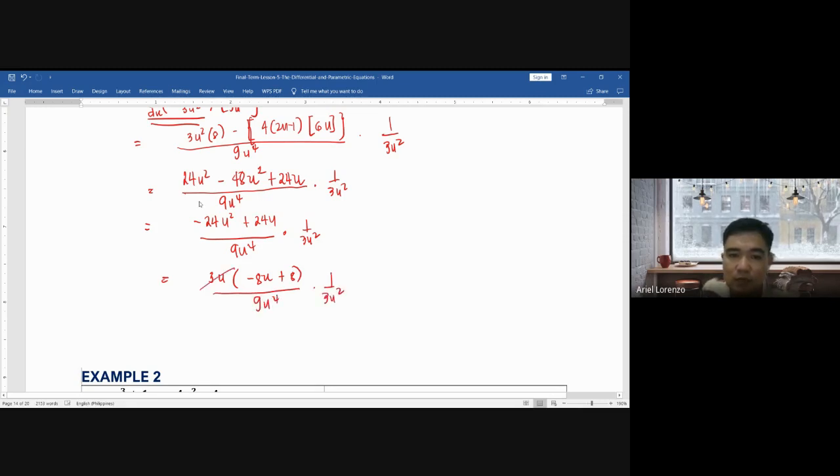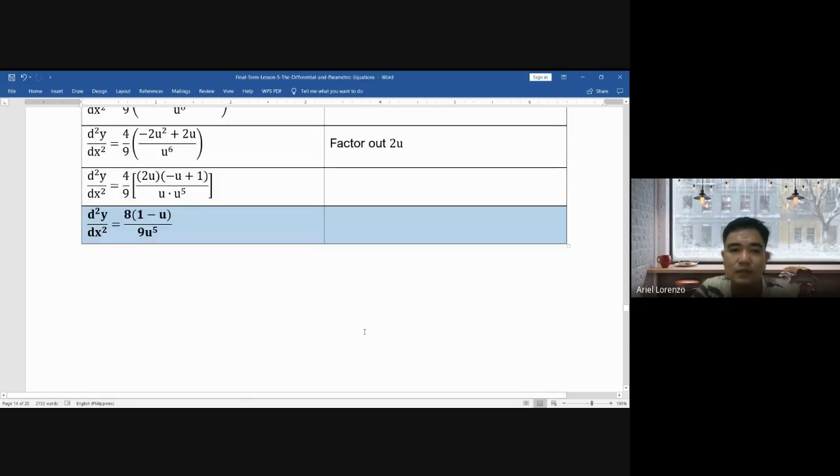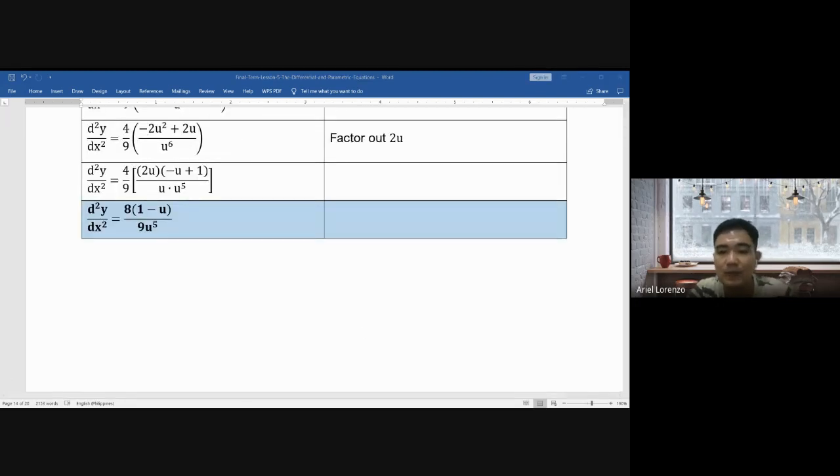squared. 3u, matanggal yung isa, may maiwan na u. So, magiging, ilabas ko si 8 dito, magiging 1 minus u, para mas maganda kung nasa loob ang negative sign, all over 9u to the fourth times u to the fifth. Okay? Sakto na? 8 times 1 minus u over 9u to the fifth. Okay. We got it right.